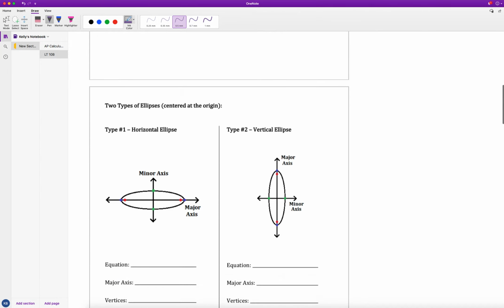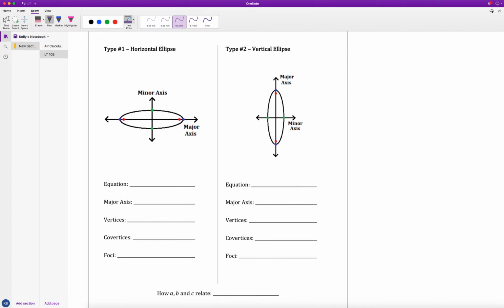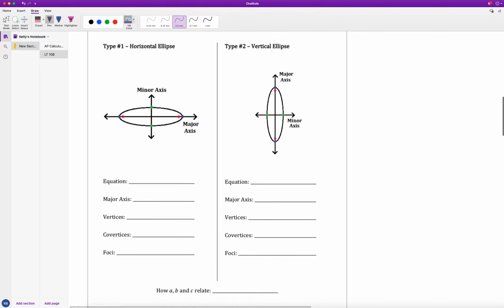Okay. Before we jump into an example, I want us to look at the two different types side by side here. So we have type 1, which is a horizontal ellipse, and type 2, which is a vertical one. So the horizontal ellipse is similar to the same graph that we saw up above. The major axis here is a horizontal line, hence the name horizontal ellipse, and the minor axis is the vertical line.